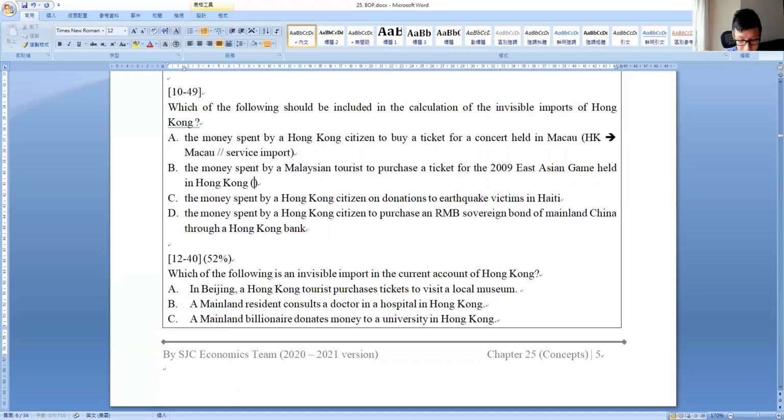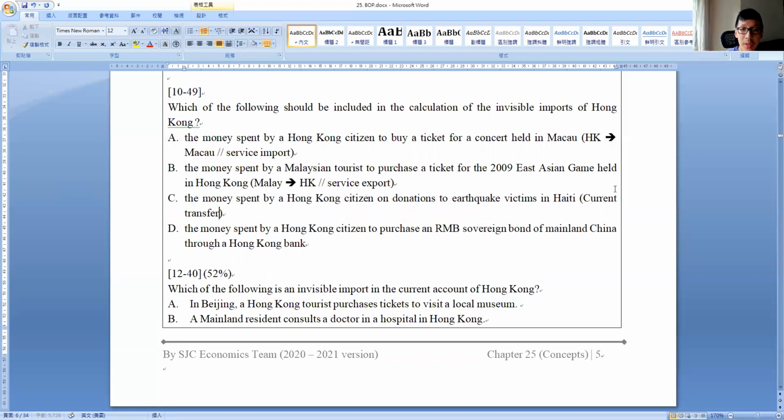好啦，咁即係今次係 Malay paying money to Hong Kong. Also buying service, but since we are receiving money, this is an export of service. Export of service. 好啦，money spent by a Hong Kong citizen on donation. 好啦，donation 你即刻會諗到啦。This is actually a current transfer item, not import item.